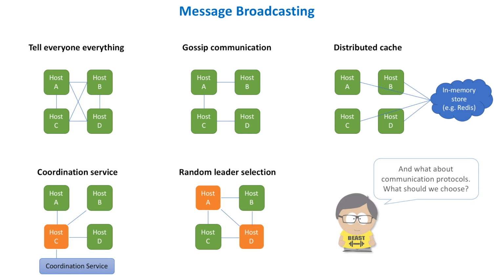And to finish the message broadcasting discussion, I want to talk about communication protocols, how hosts talk to each other. We have two options here, TCP and UDP. The TCP protocol guarantees delivery of data and also guarantees that packets will be delivered in the same order in which they were sent. The UDP protocol doesn't guarantee you are getting all the packets, and order is not guaranteed.